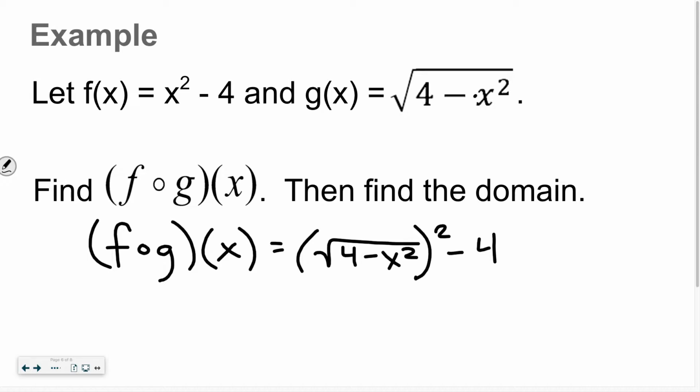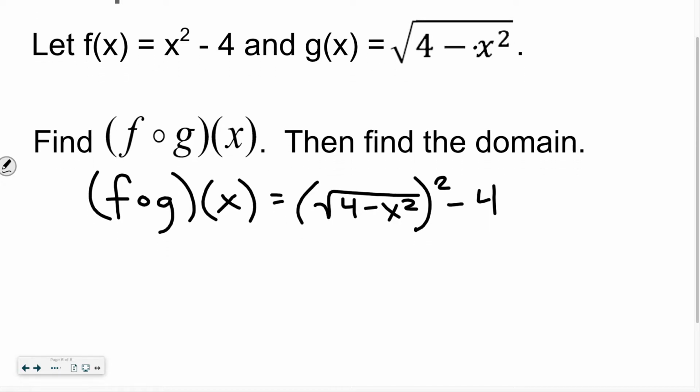Simplify it. The square and the square root will cancel. So we've got 4 minus x squared minus 4. And then your 4's cancel, so we have negative x squared. So this is our f of g of x.